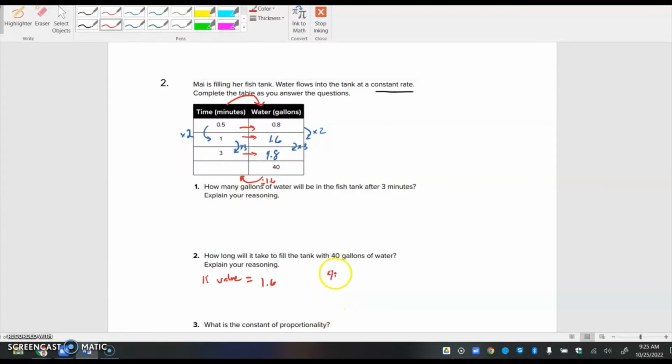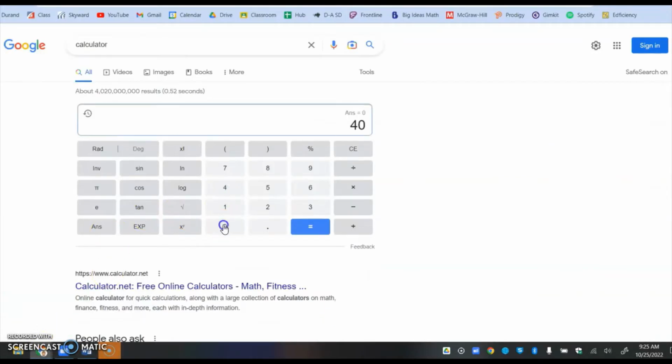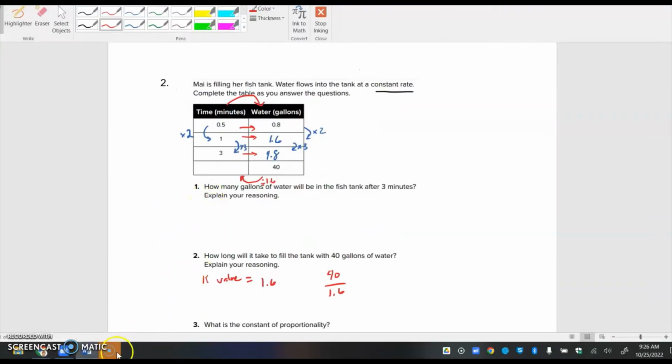So I'd have to take 40 divided by 1.6. Let's grab my calculator here quick. 40 divided by 1.6. I come up with 25. Okay? So that would be 25 right here. All right, and then the last question says, what's the constant of proportionality? I actually did that in number 2 because it helped me solve number 2. So 1.6 for number 3 is my constant of proportionality.